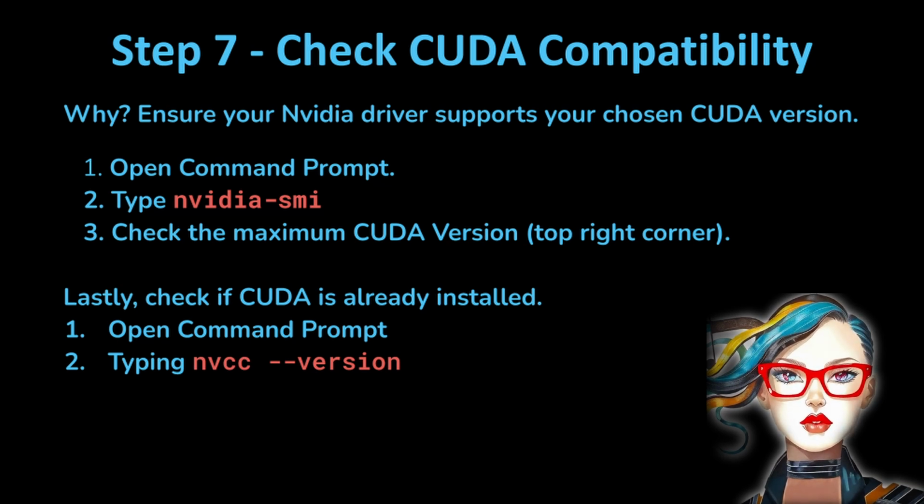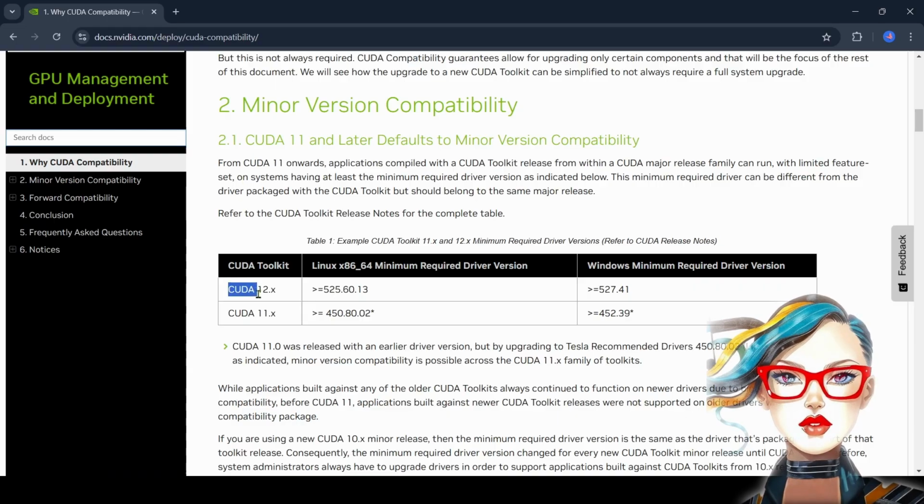Now, if on the other hand, you had an older GPU driver, let's say driver version 526, then only CUDA 11 versions would be compatible with it. And you would have to update your driver so that it could support CUDA 12. We can see this also in the Nvidia documentation where the minimum driver version for CUDA 12 is 527.41.